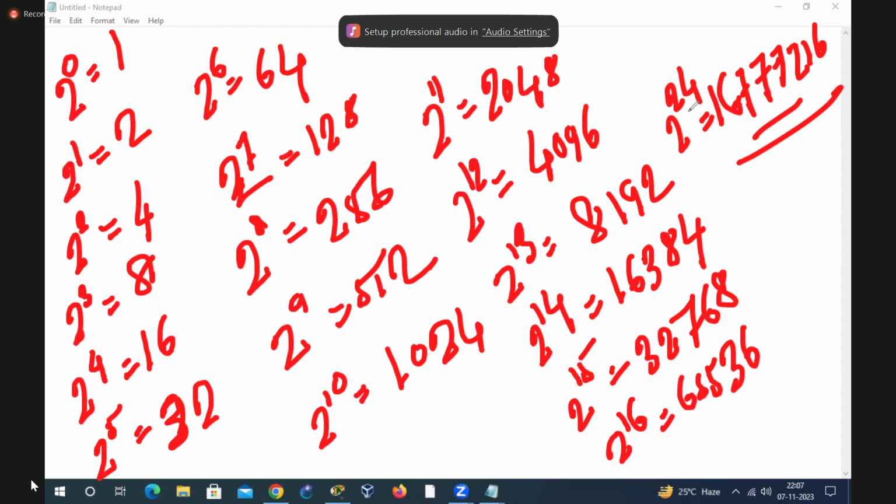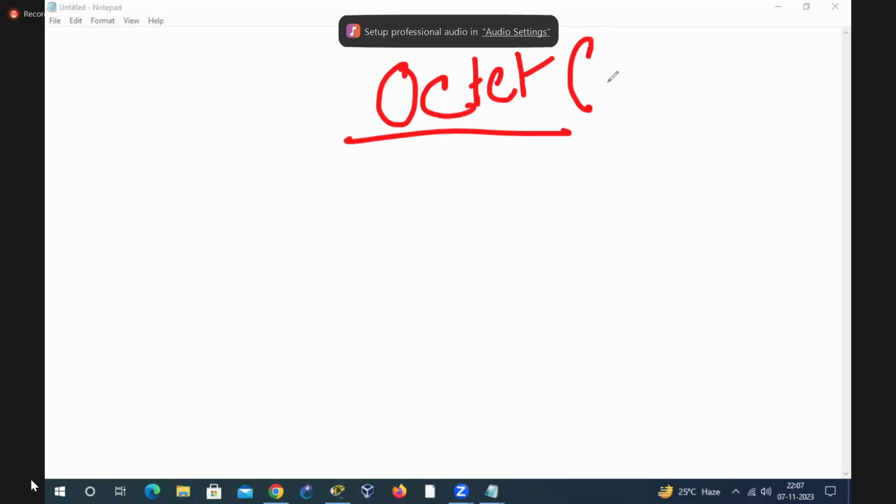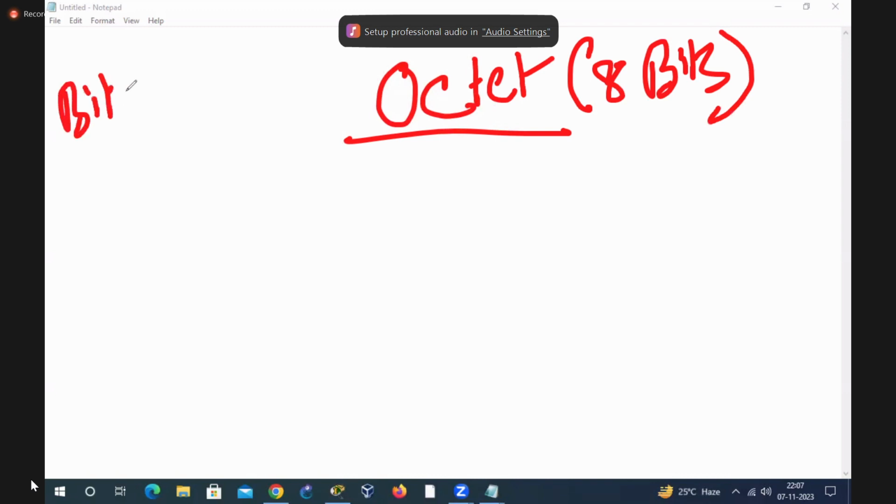All right. So now we are going to look into the octet, because our subnet mask, IP address, everything is in octets. In an octet, we have how many bits? 8 bits, right? And if I'm talking about a bit, what is a bit? 0 or 1, right? That is your bit.